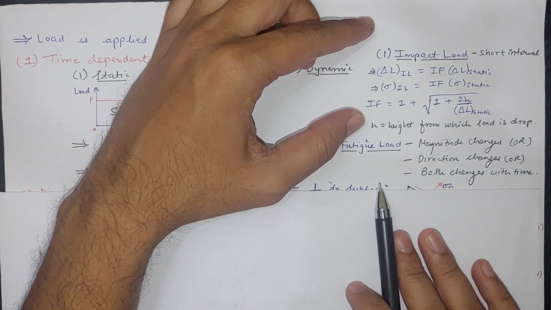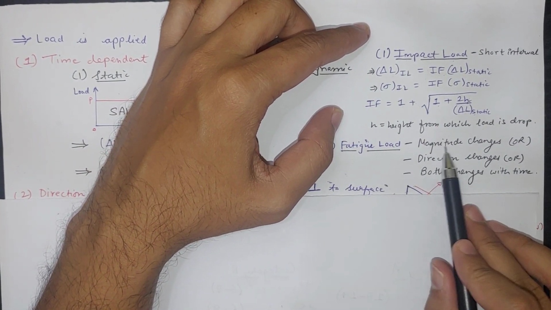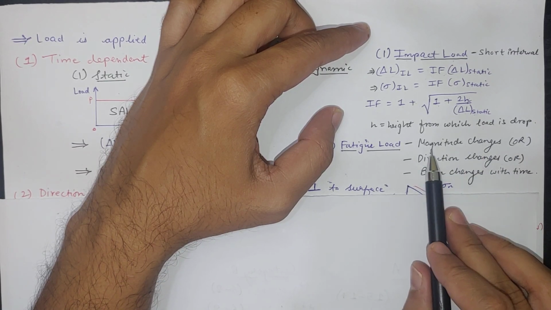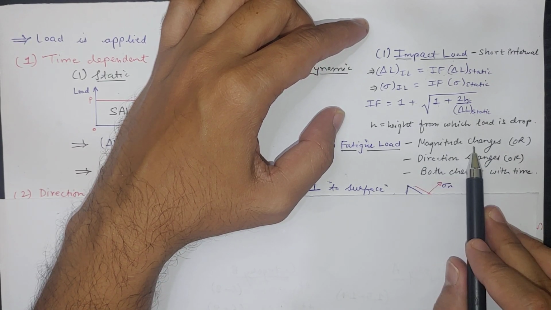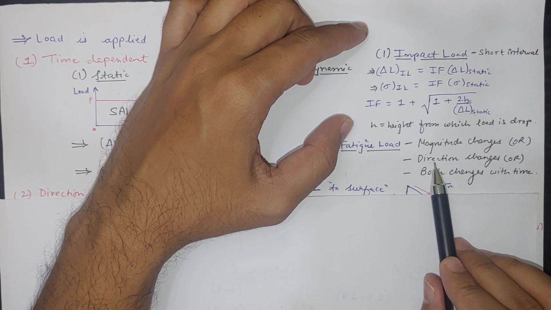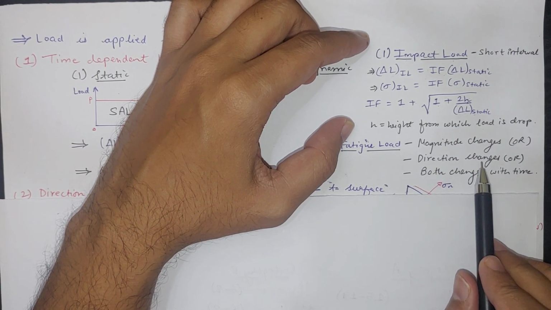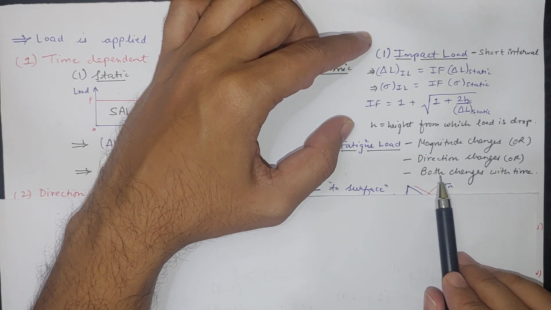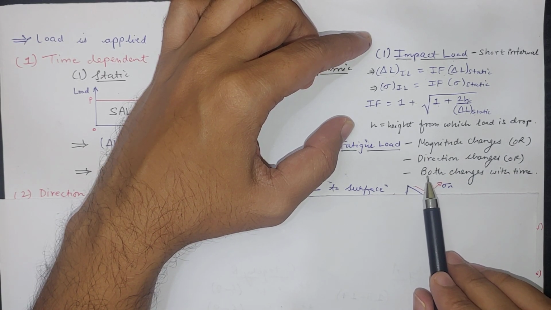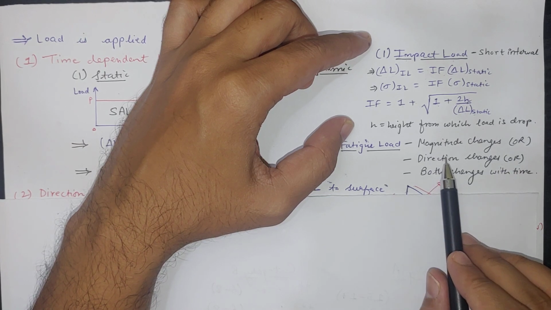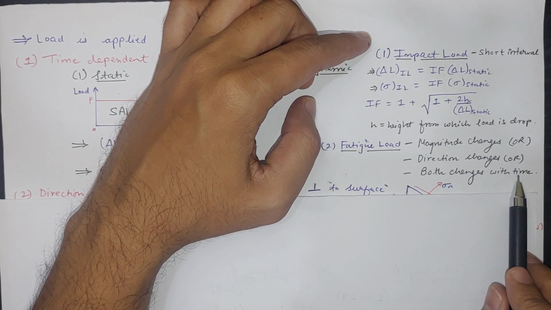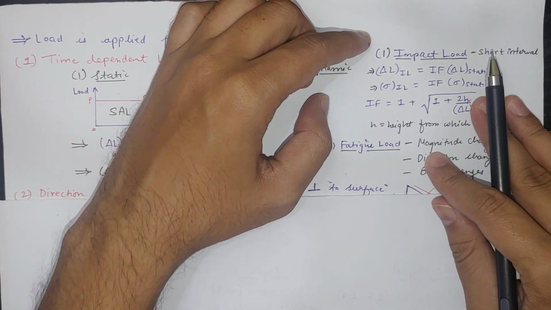In fatigue load, either the magnitude of the load changes, like let's say it's 10 Newton and then it is 20 Newton, or the direction changes, from plus 10 to minus 10, meaning we change from compressive load to tensile load, or we change both magnitude and direction combined. So if these three variations occur with time, it is called fatigue load.